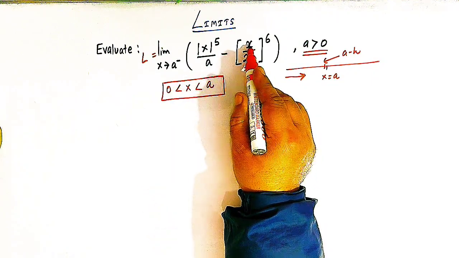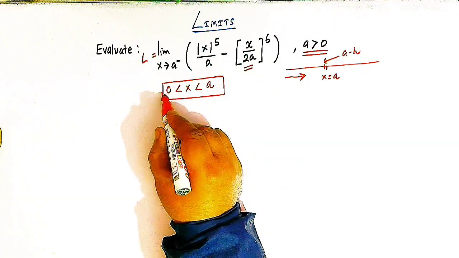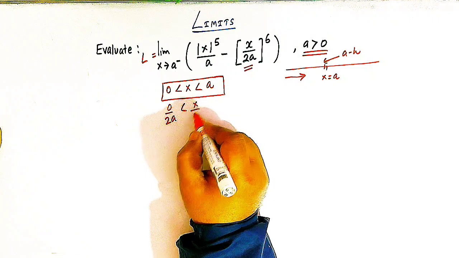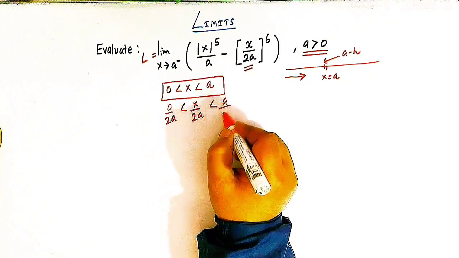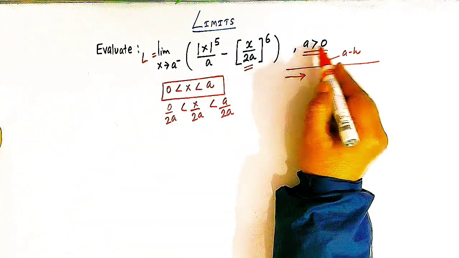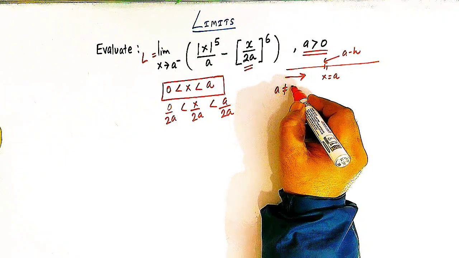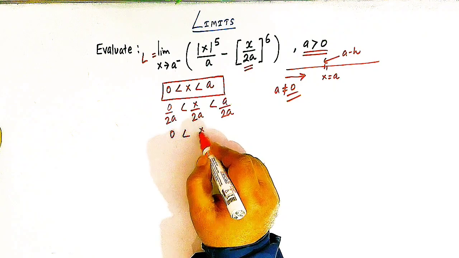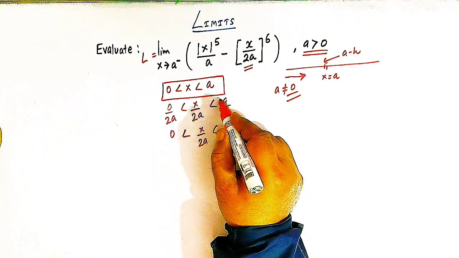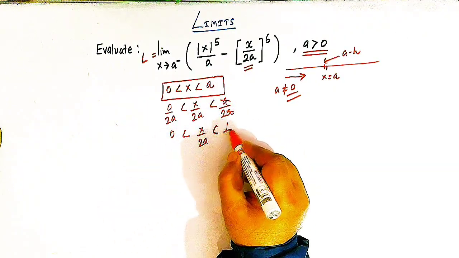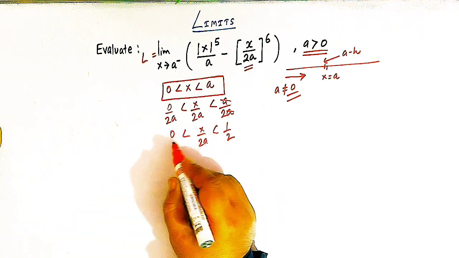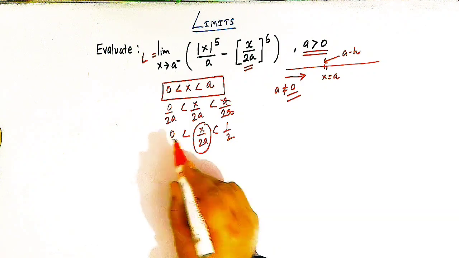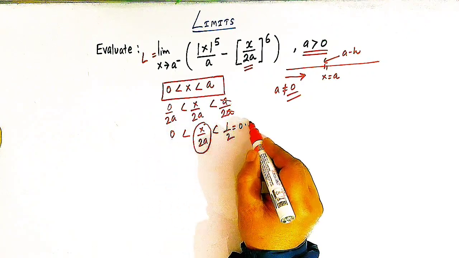So x is greater than 0, less than a, so let us divide throughout by 2a, because here we have x over 2a. So dividing throughout by 2a, we have 0 over 2a, then x over 2a, then a over 2a. And obviously a is not equal to 0. So here we have 0, here x over 2a, and here a and a get cancelled, we are left with only half. So this inequality suggests that x over 2a lies between 0 and half, that is 0.5.